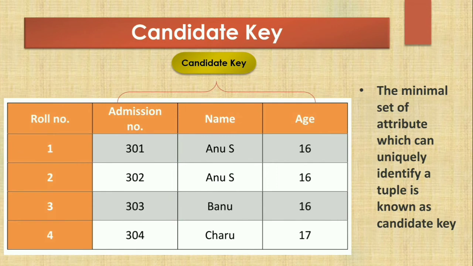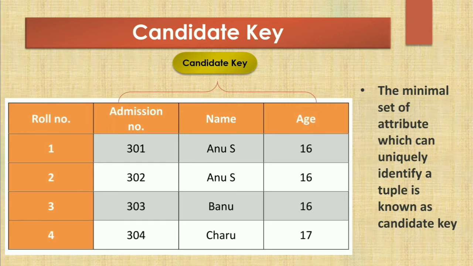Now let's move on to the next topic, that is candidate key. So here in this table we do have 4 columns: roll number, admission number, name and age. So by saying name and age, can you identify a person uniquely? No, it is not possible because we have two persons with the same name and age. So there is a confusion whom we are searching for. So how can you identify? You can either select roll number or admission number, because roll number and admission number, they are unique data.